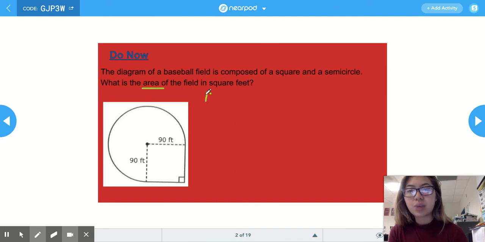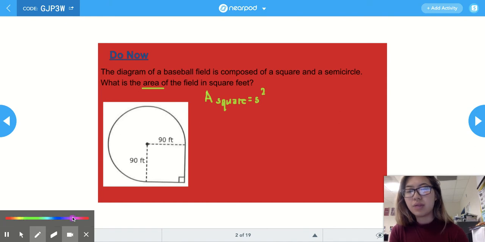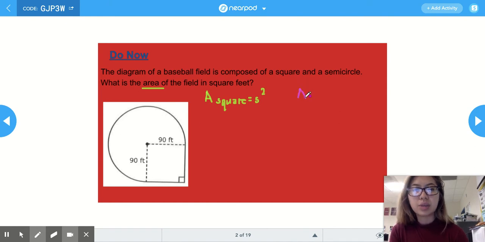So my first step is to write out the area formulas for a square as well as for a circle. The area formula for a square is going to be side squared, or side to the power of 2. And then the area formula for a circle is going to be pi times radius squared. So the radius of the circle is 90, but that's also the side length of the square.